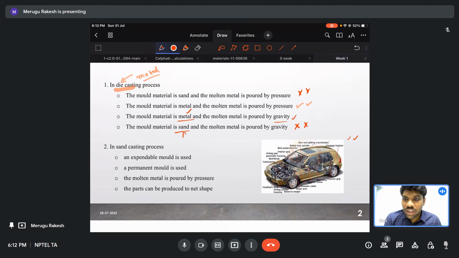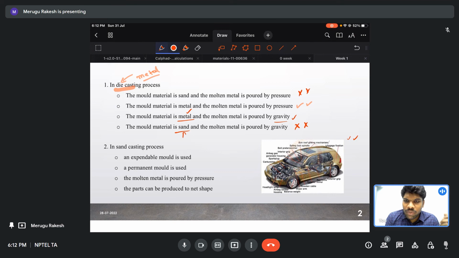Now coming to question number 2. The first question was testing your knowledge on the die casting process; the question was all about die casting. In the second question, they are testing us on the sand casting process.